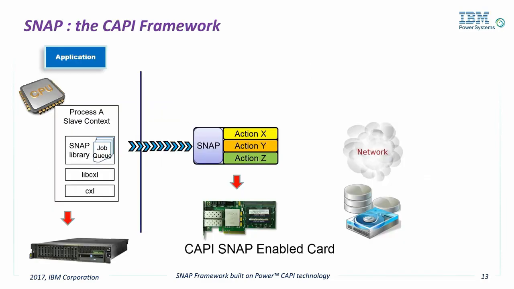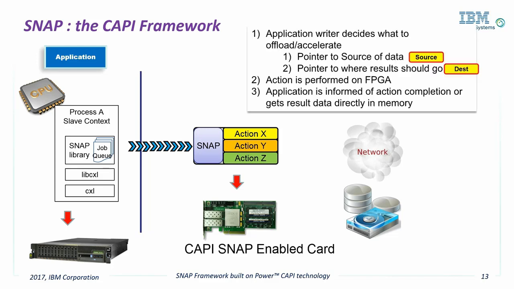The CAPI Snap framework consists of both hardware and software components. Starting from the host side on the left, we have the application, which links to the CAPI Snap library. On the FPGA side, we have the Snap infrastructure and one or more Snap actions. These are compiled together onto an FPGA card, such as the Alpha data card pictured here. Moving further to the right on the slide, we have external components such as networks and storage, which can be attached via the SFP plus cages on the FPGA card.